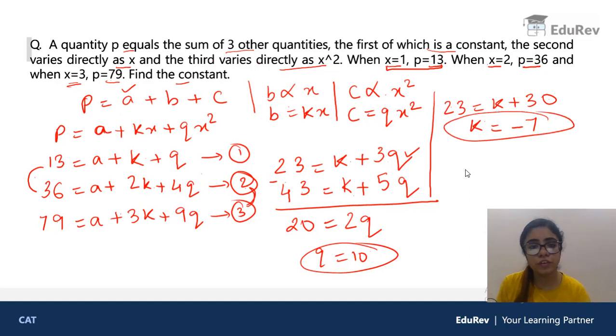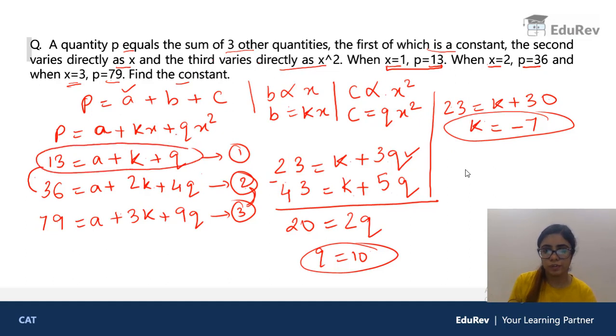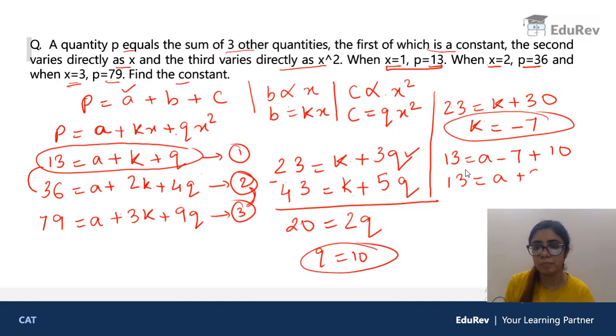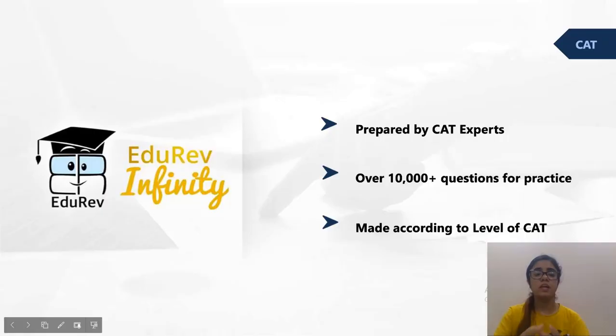Now we want the value of A. So I will substitute that in the first equation. Okay, we know 13 is equal to A plus K. K ka value hai minus 7, plus Q, which is 10. So this will become 13 is equal to A plus 7 minus 10, which will become 3. So your value of A will be 13 minus 3, which is 10. This was our constant and the value of our constant is 10.